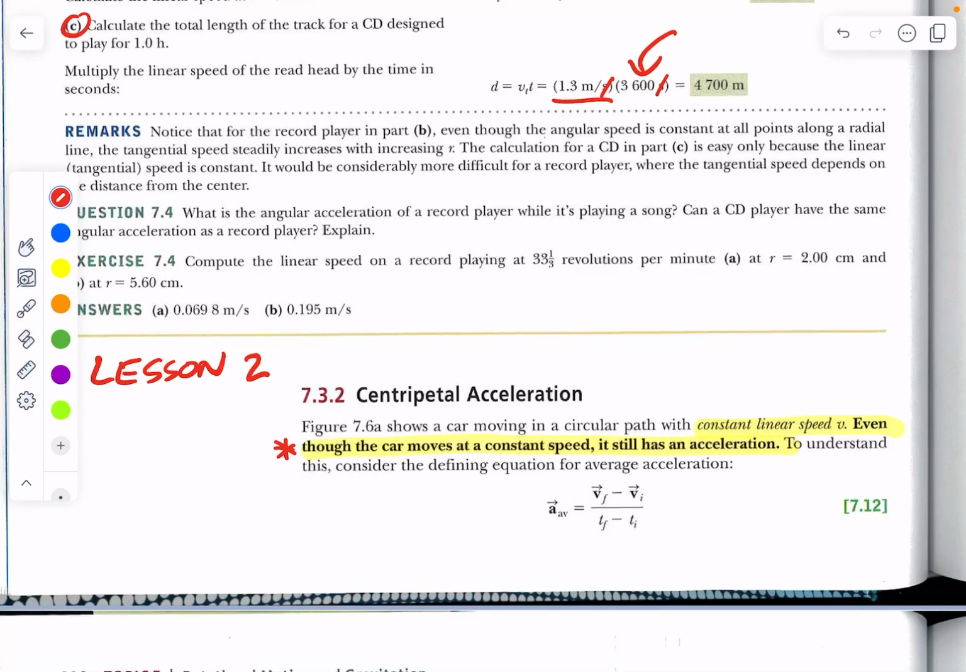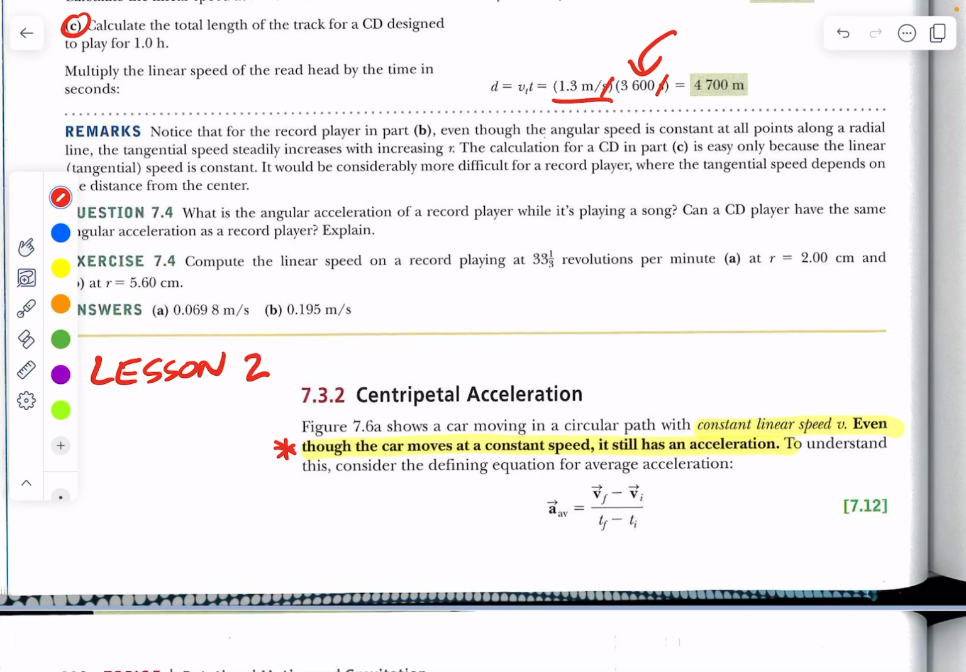Lesson 2 for chapter 7. We've been talking about angular displacement, theta, angular velocity, omega, angular acceleration, alpha. We had the same kinematic equations in angular motion as we had in linear motion, except we had the symbols from the Greek language instead of the English language.